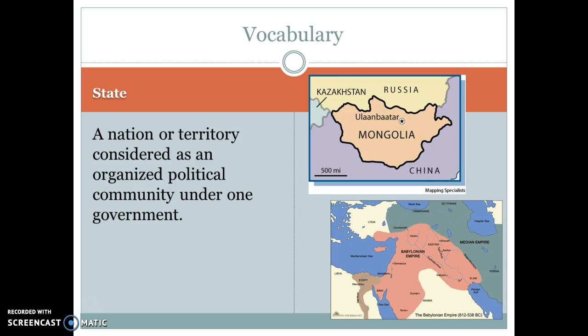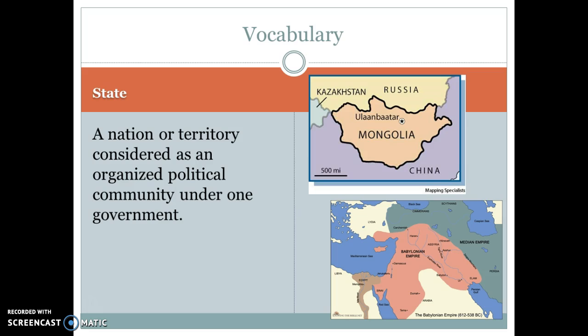So, we see here the Babylonian Empire on the bottom. An empire is a state. It has borders. It's under the rule of one government, under an emperor. That is a state. So is Egypt, right over here in the Nile River. Up on top, we see the modern-day country of Mongolia with their capital, Ulaanbaatar. Fun to say. This is also a state because it's one land with borders under one government.